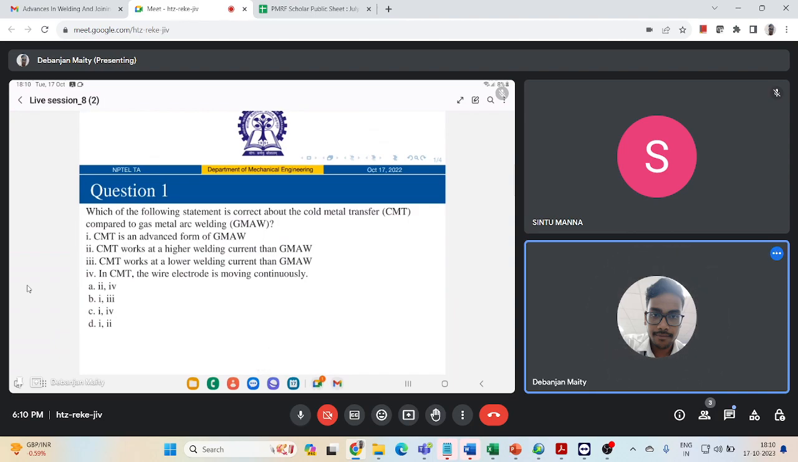Initially, we will stick to the fundamentals of metal transfer in arc welding and something called cold metal transfer, and then we will go through the questions as I do every session.